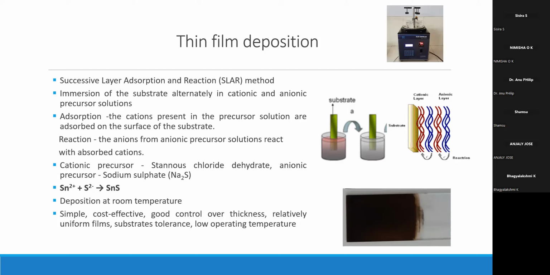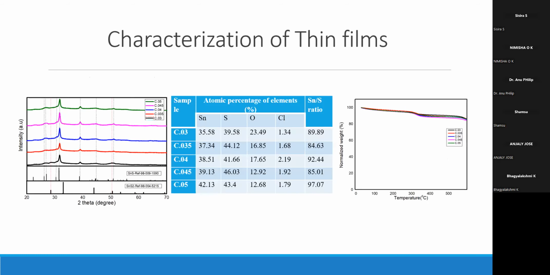The most important factor is that we were able to deposit the thin film at room temperature itself. It is a very simple, cost-effective method which gives a high degree of substrate tolerance, good control over thickness, and only needs low operating temperature. It is very easy to vary the stoichiometry of the thin film in this method. We deposited the thin film by varying the cationic molarity from 0.03 molar to 0.05 molar, where anionic molarity was fixed at 0.03 molar. XRD results confirm the formation of polycrystalline SnS thin film with the orthorhombic crystal structure.